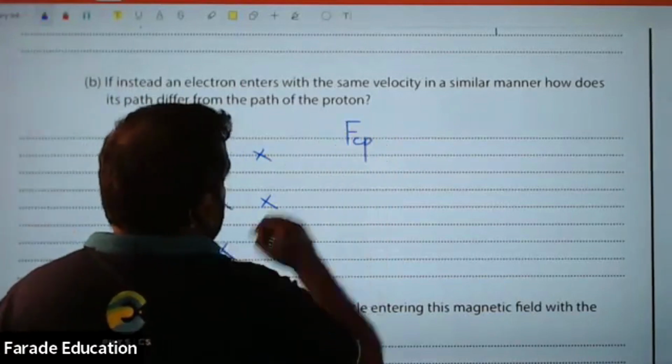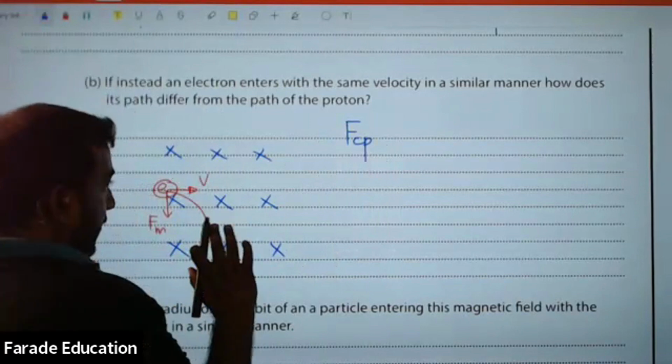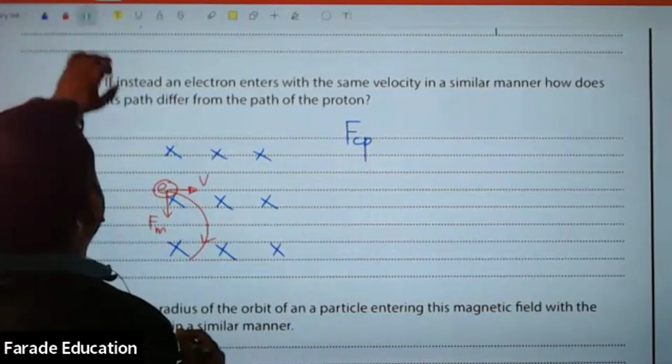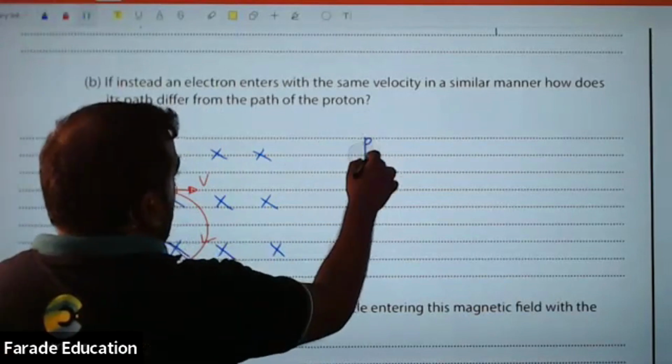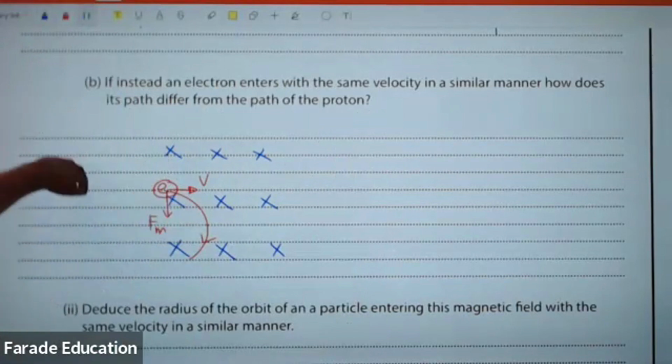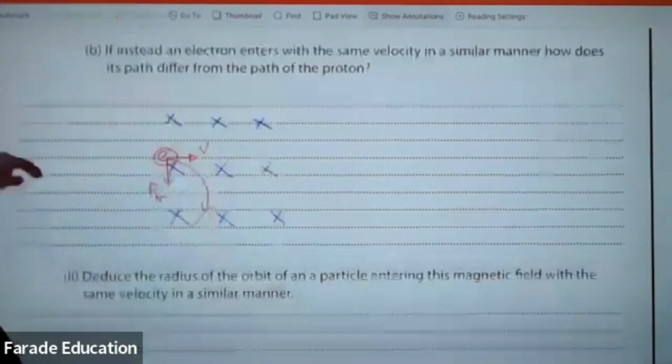Centripetal force, if you look at it in a different way. But they have not given you the charge or the mass of the electron, so the radius will be downward. Move on.